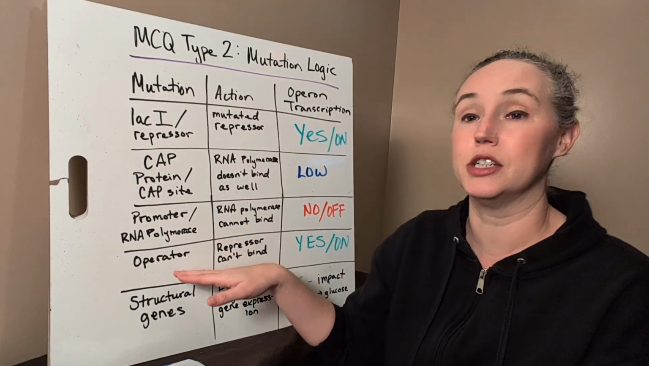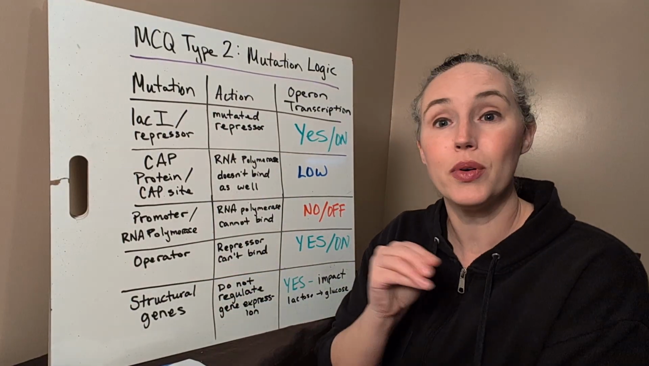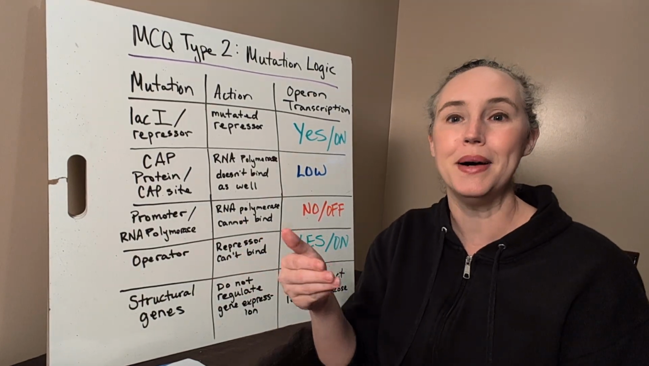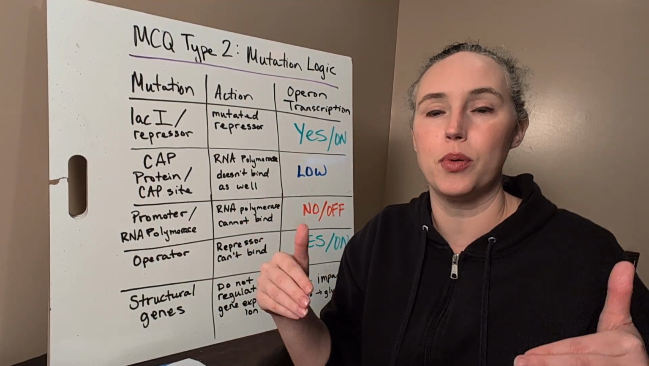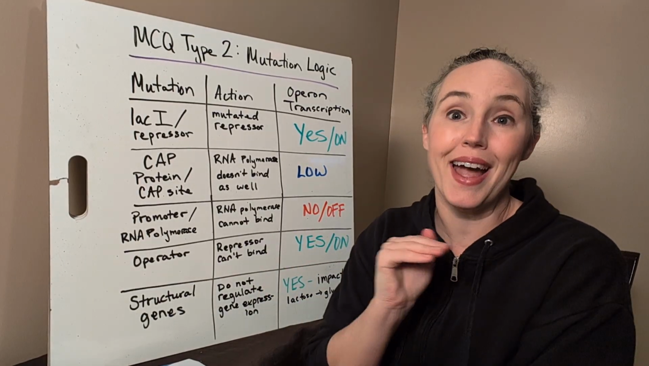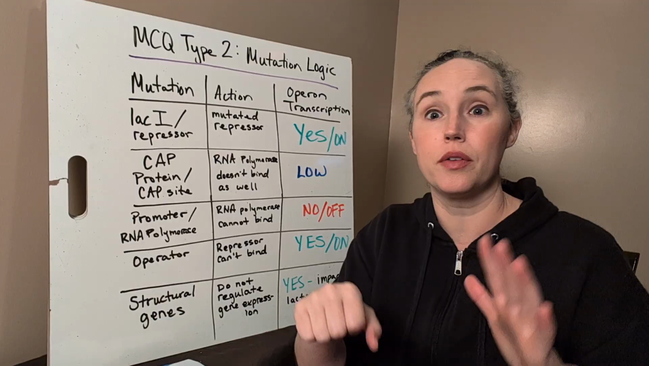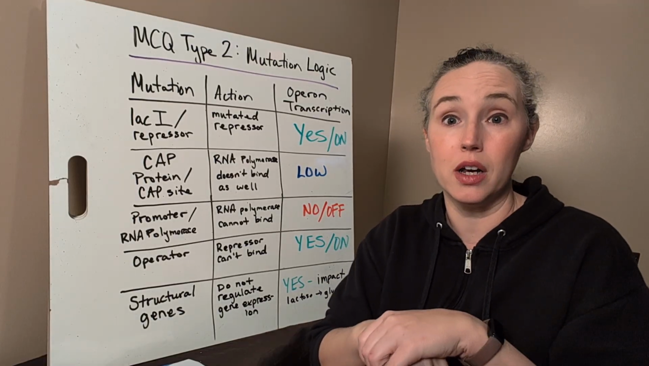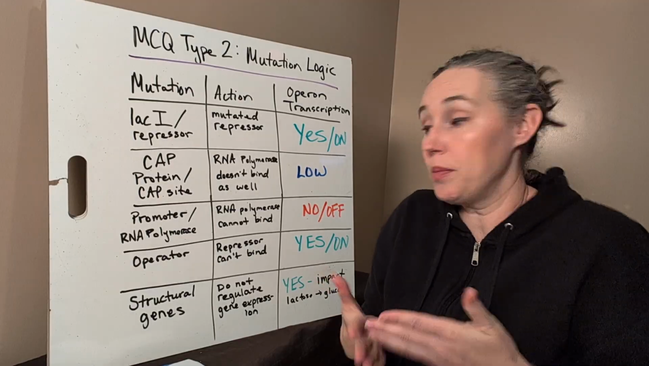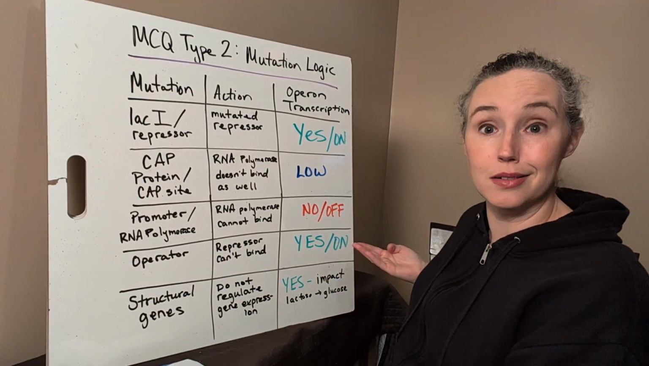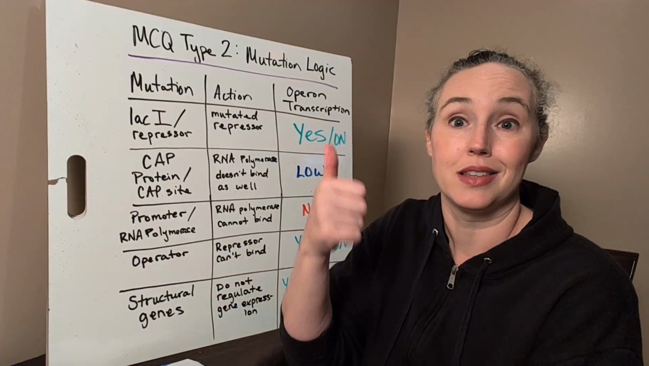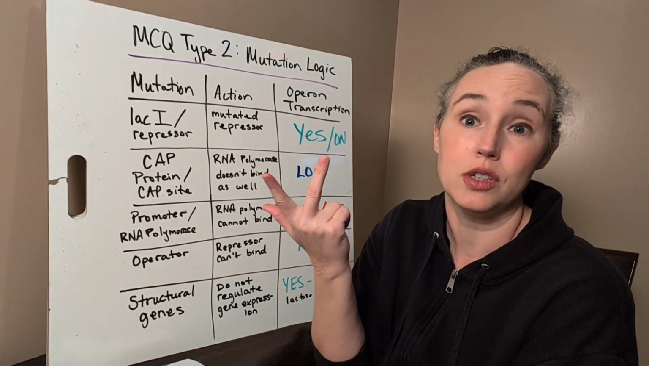Now, what if there's a mutation in the operator? The operator, just like the promoter, is a non-coding sequence, but its structure is important for the repressor protein to latch onto. So if a repressor protein can't latch on, then it can't stop transcription from happening, so transcription is going to go. Now finally, what about the structural genes, the LAC-Z, LAC-Y, and LAC-A genes?